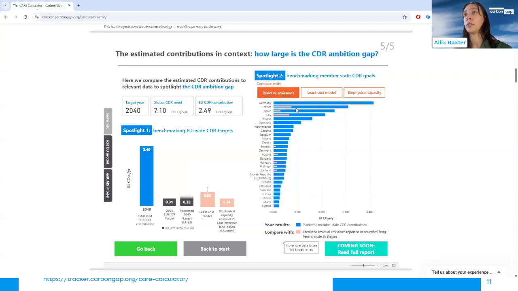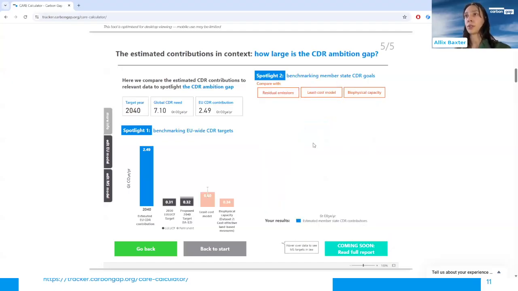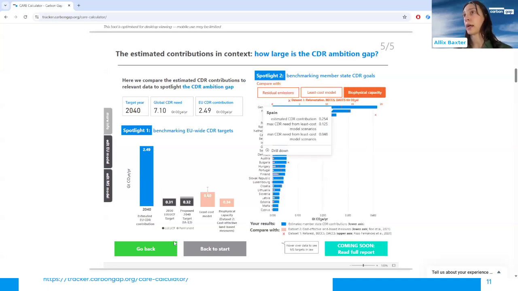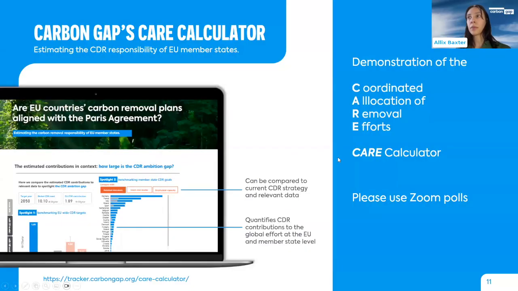And the configuration that we've chosen shows much higher volumes of removals are needed. You can also compare this with results from a least cost model, which looks at how Europe can reach net zero in 2050, but in isolation, so Europe on its own. And you can also directly compare this to biophysical capacity. So this might be interesting in terms of understanding if the amount of CDR countries should be responsible for, they actually have the natural capacity to deliver those removals. So that was how the tool worked. Let's go back to the presentation.